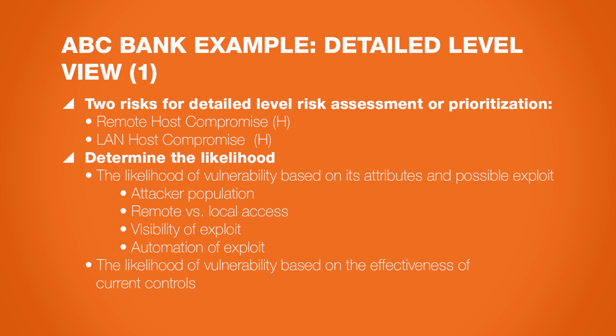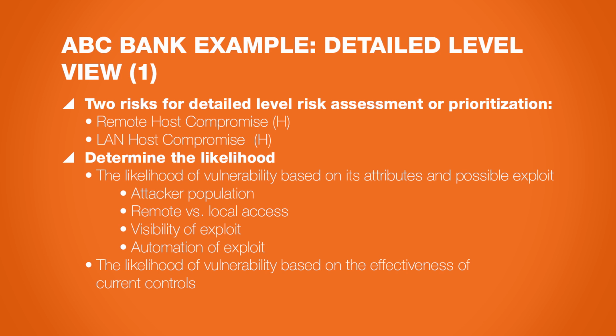In the ABC Bank example, let's take a detailed level view on two high risks identified earlier: remote host compromise and LAN host compromise. We need to get deeper into how to determine the likelihood from two perspectives. First, the likelihood of vulnerability based on its attributes and the possible exploits, such as attacker population. The likelihood of exploit increases as attacker population increases in size and technical skill level.